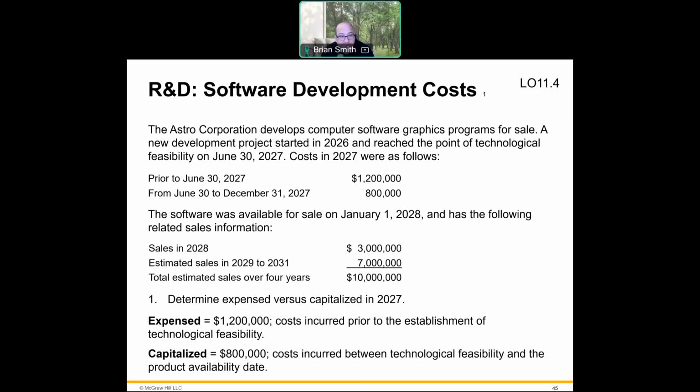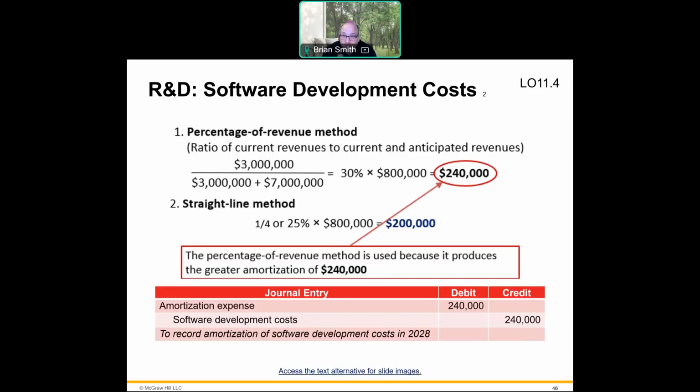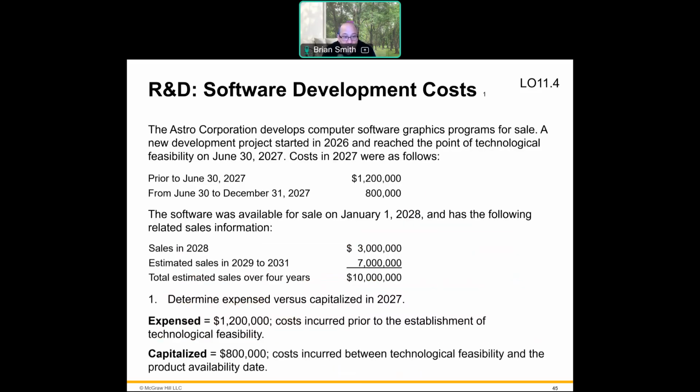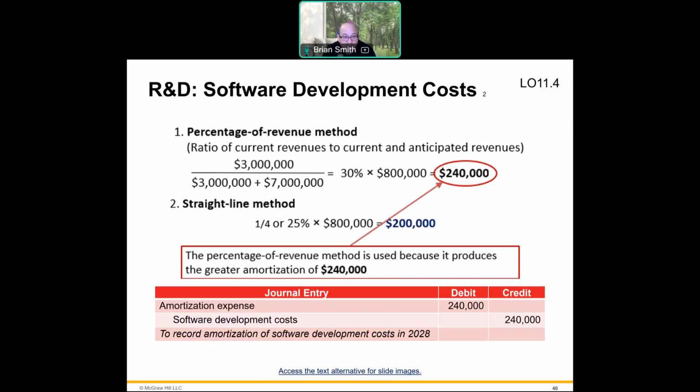Well, we're going to expense everything up to the point of technological feasibility. Once we do that, everything else is capitalized. We expense the other stuff as R&D, and we capitalize the remaining once it's technologically feasible. So the percentage of revenue method is we're going to take that $3 million, the sales in 2028. We're going to divide it by the base of 10 million, which was the 3 million plus the 7 million in estimated sales. So we think 30%, and we're going to multiply that by the $800,000 of our capitalized costs. That is our percentage of revenue method. Straight line method is 200,000.